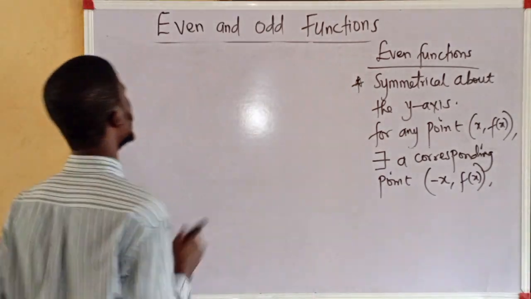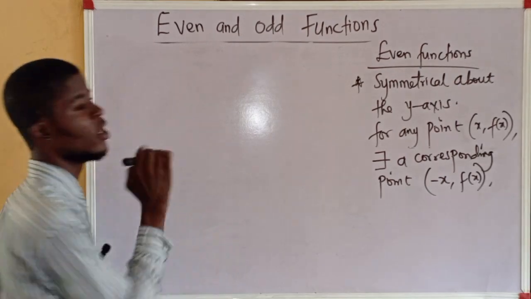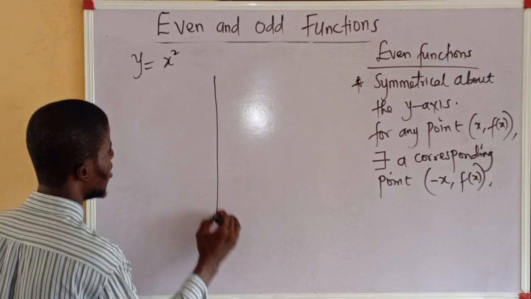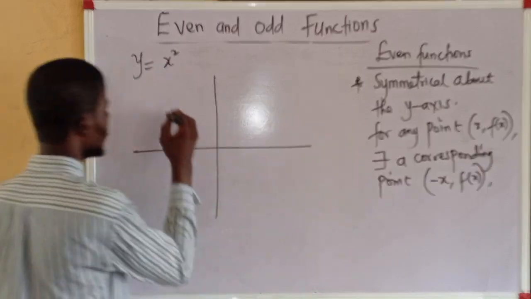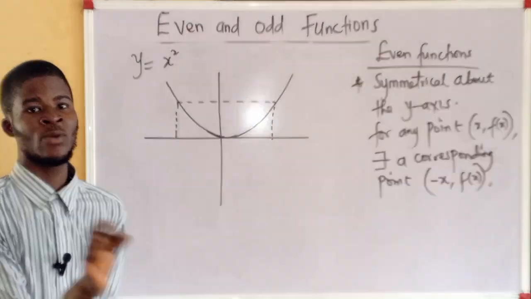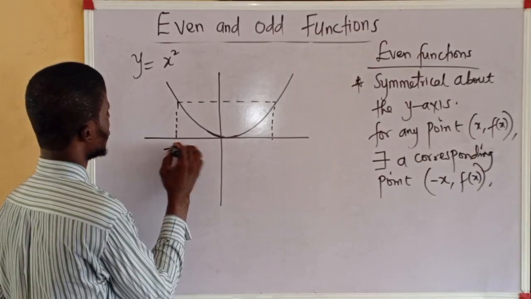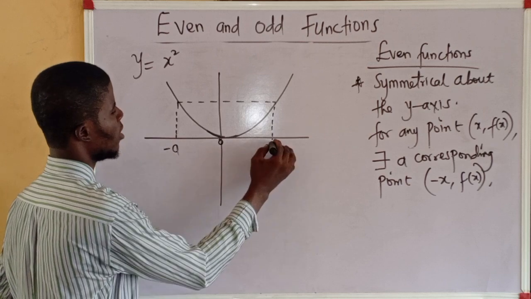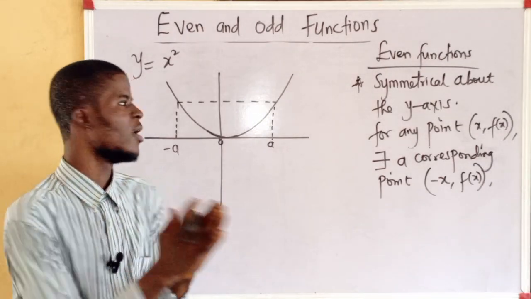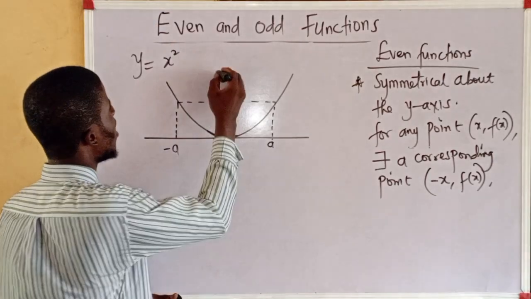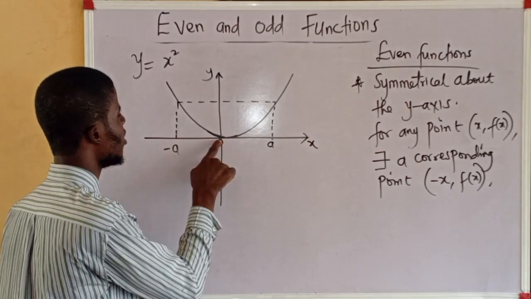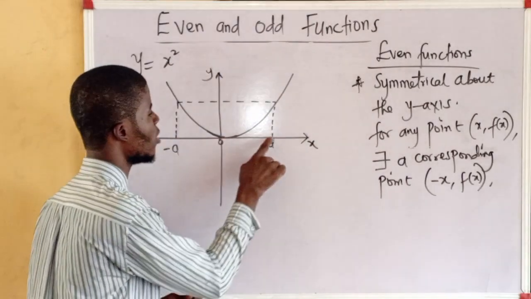Let's take, for example, the graph of y equal to x squared. This is how the graph looks, just a rough sketch. I'm trying to explain what symmetrical about the y-axis means. Let's say this is the point minus a, this is the origin, and this is the point a. If I close this graph about the y-axis, this is the y-axis, and this is the x-axis, the distance from here to here is equal to the distance from here to here.